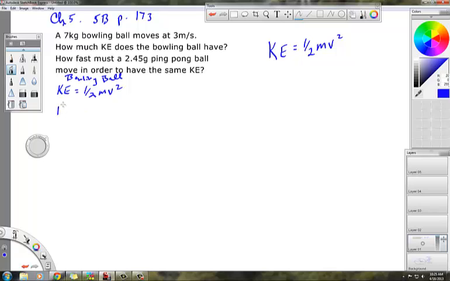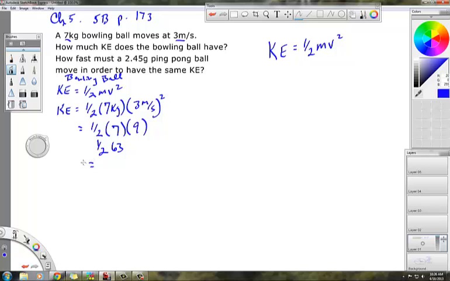We are solving for kinetic energy, and everything else is pretty much spoon-fed to us. We have a 7 kilogram bowling ball, so that's going to go right there, 7 kilograms. The velocity is 3 meters per second, which is in the correct unit, so we're good to go there. And we just calculate this. So this is going to be 1/2 times 7 times 9, which is 1/2 of 63, which winds up being 31.5 joules.